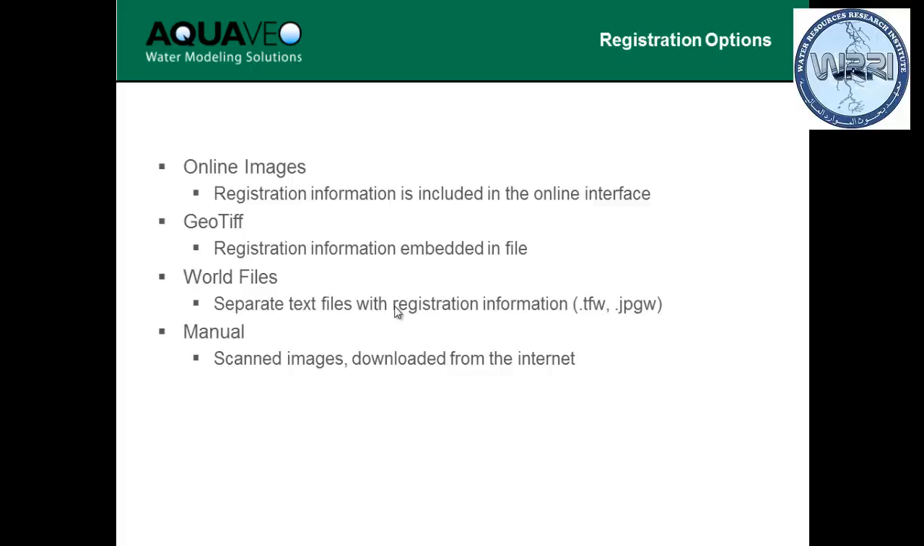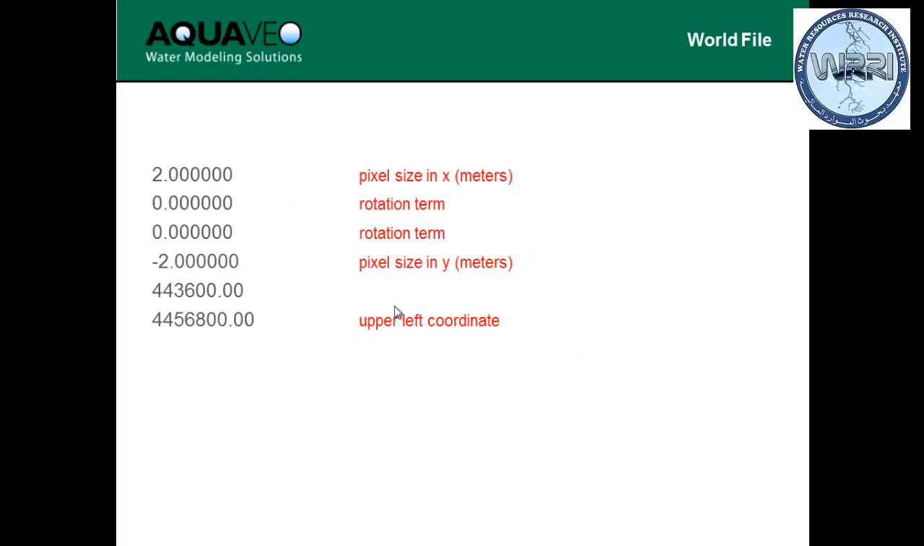Another way to register an image is you can just manually register the image. So let's talk about some of these things. This is a world file. And a world file is just a text file with 6 lines, and these are what the lines mean. So you have your pixel size in X, rotation term, pixel size in Y, and then the upper left coordinate. That's a world file. And if you have a world file, then your image will be registered.